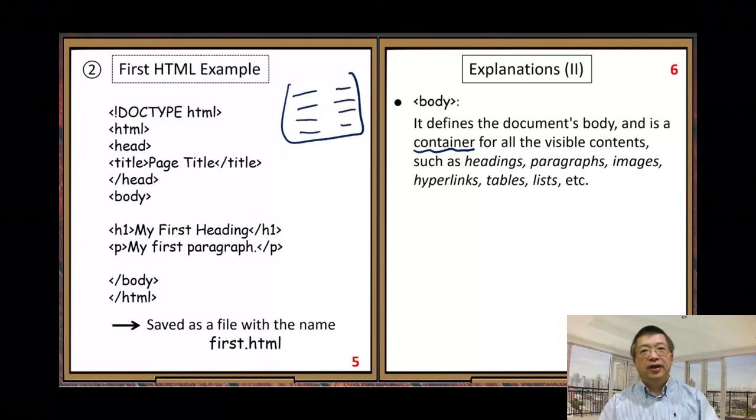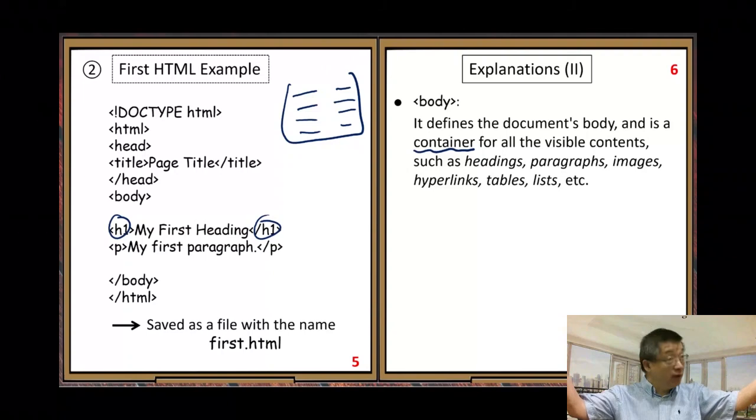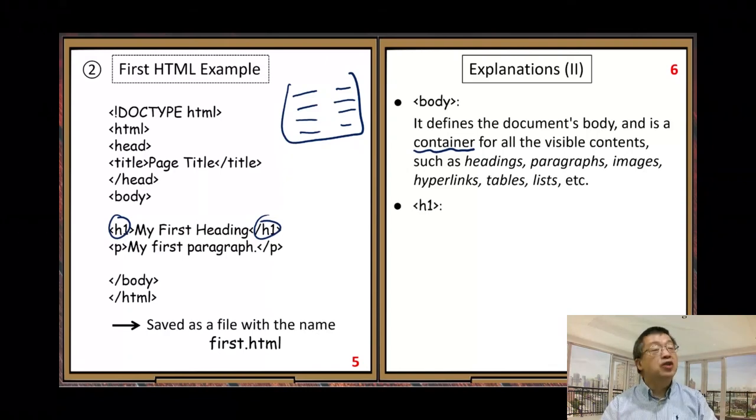So what kind of elements? Such as headings. We will see headings, so this is the H1 heading. Then paragraphs, images, hyperlinks, tables, lists, buttons, many graphical user interface components you can put into it. All right. Then our first heading, H1.